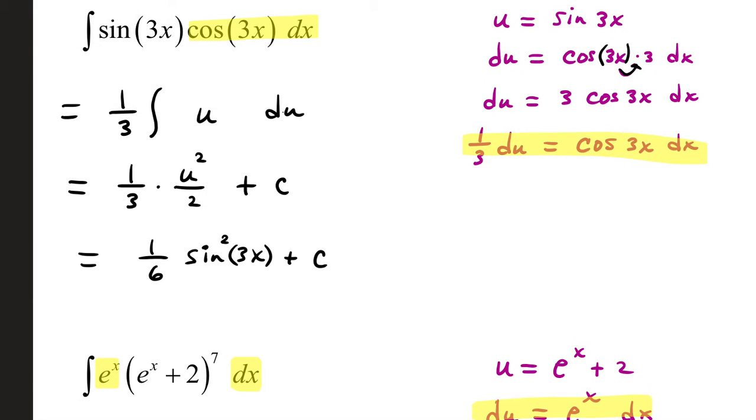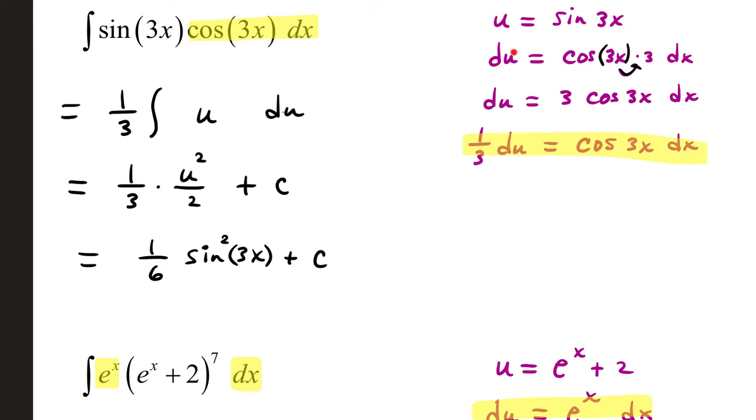Continuing with our integration using substitution method, let's start with the integral of sine 3x cosine 3x dx. In this one, I just randomly picked sine 3x to be my substitution. You can use cosine 3x and it'll still work out as long as you do all your technique right. Letting u be sine of 3x, we have u equals sine 3x.